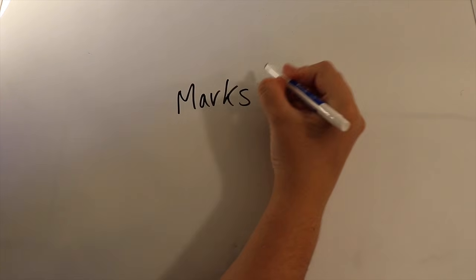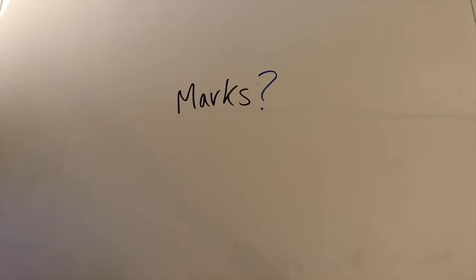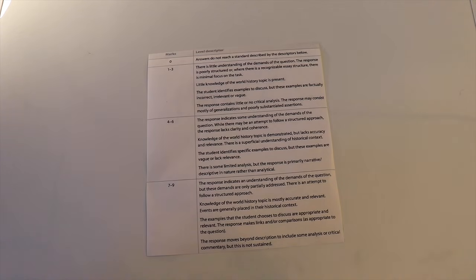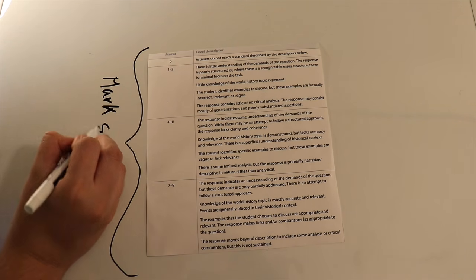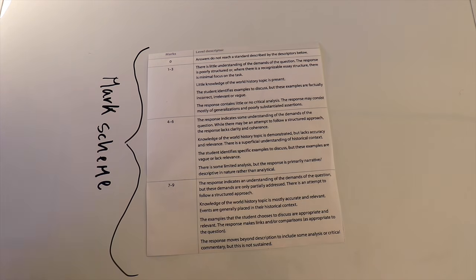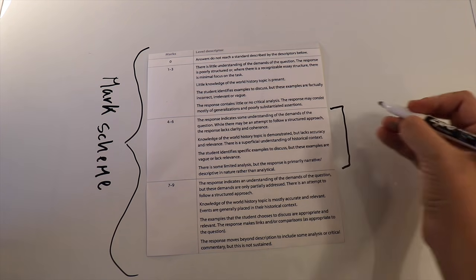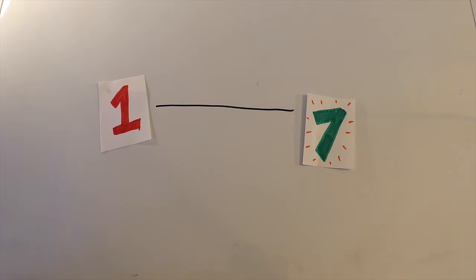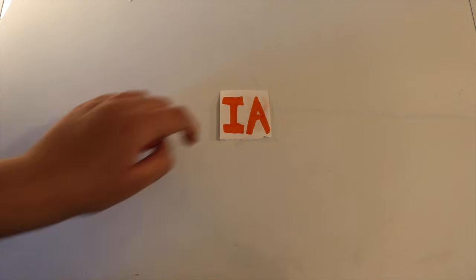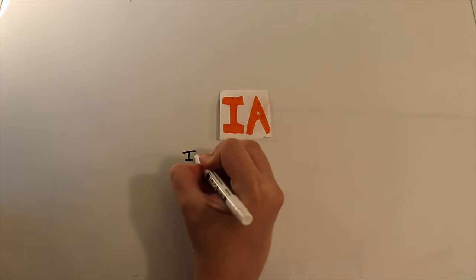So, what's a mark? A mark is a point towards your overall score for an assignment or the subject. Every assignment, assessment, or exam will have a mark scheme, which gives detailed descriptors for how well your work compares to the IB standards. A mark band is a range of points that correlates to a score on a scale from 1 to 7, 1 being the farthest from the IB's standards, and a 7 being the closest to their idea of excellence.